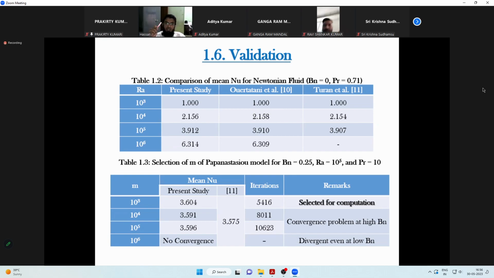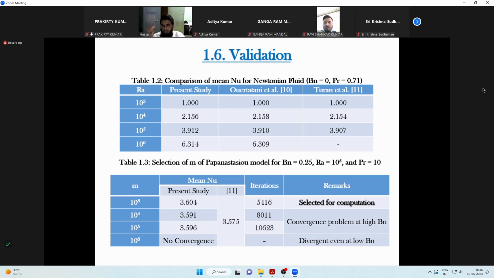For example, if I take it as 10 to the power 3, please note that higher the m, better would be the regularization. So at 10 to the power 3, the iteration numbers to obtain the convergence was 5416. For 10 to the power 4, it was 8,000. And for 10 to the 5, it was 10,000.